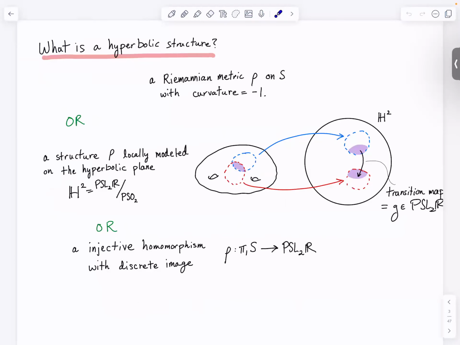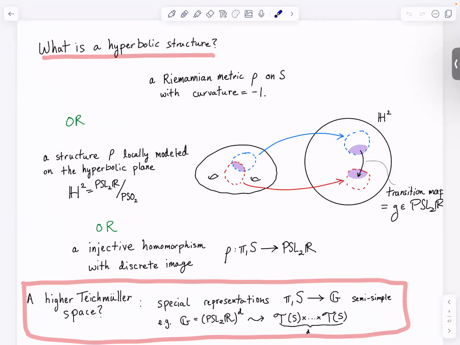Okay, and finally, you can also think of a hyperbolic structure as a representation of the fundamental group pi1 of S into the isometry group of the hyperbolic plane, PSL2R. This is what's called the holonomy representation. It's injective and discrete, and every injective and discrete representation into PSL2R gives you a hyperbolic metric. So these things are all equivalent. I'll say that it's this third perspective that's generalized in higher Teichmüller-Thurston theory.